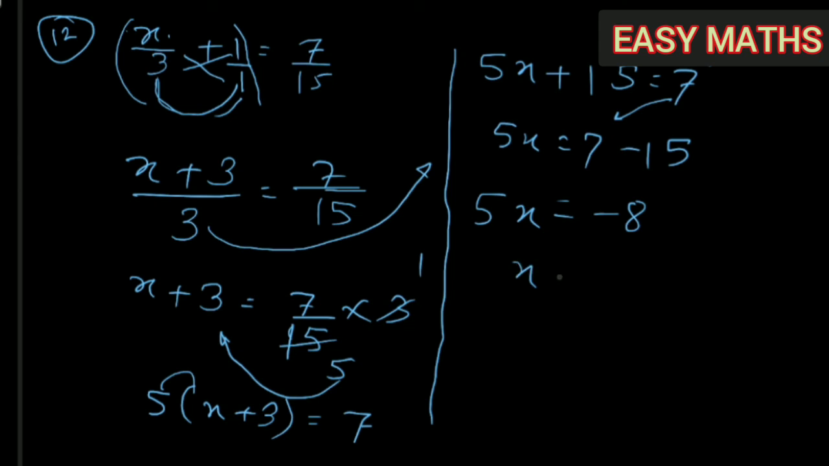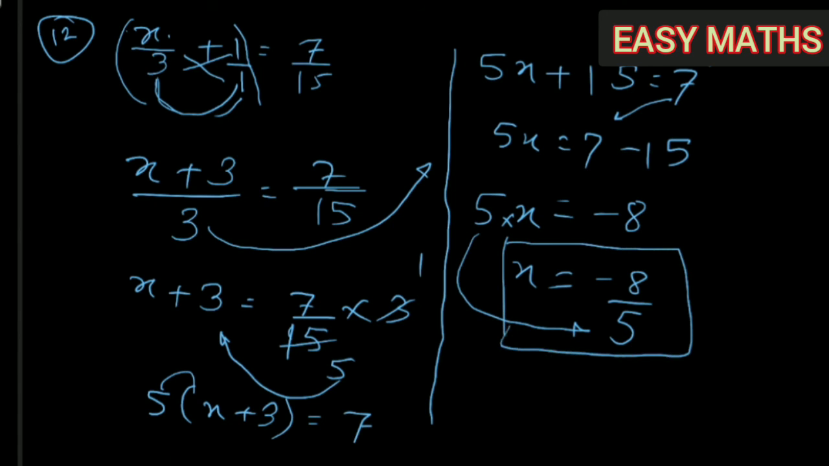And in the next step, this multiplication minus 5, it will get here to the other side and it will become divide. So this is the final answer, minus 8 by 5. We'll solve the same example by another method. Let's see how we can solve the same question by different method.